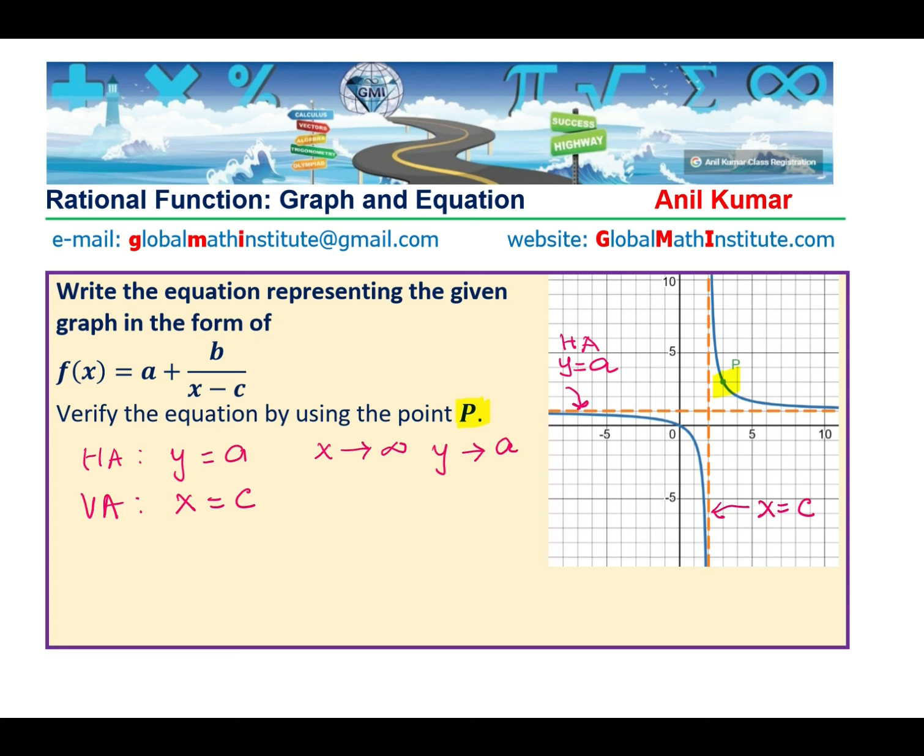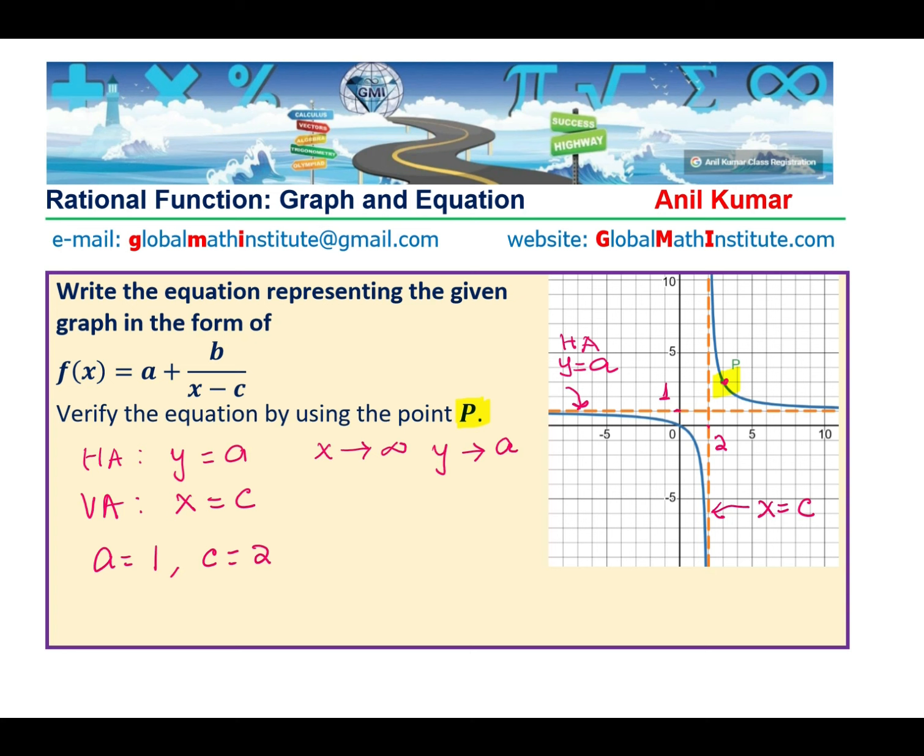So clearly from any graph, you can see the value. If this is 1, for example, and this is 2, for example, you know the value of a is 1, right? And for c it is 2, correct? Now it is a question of finding the value of b.